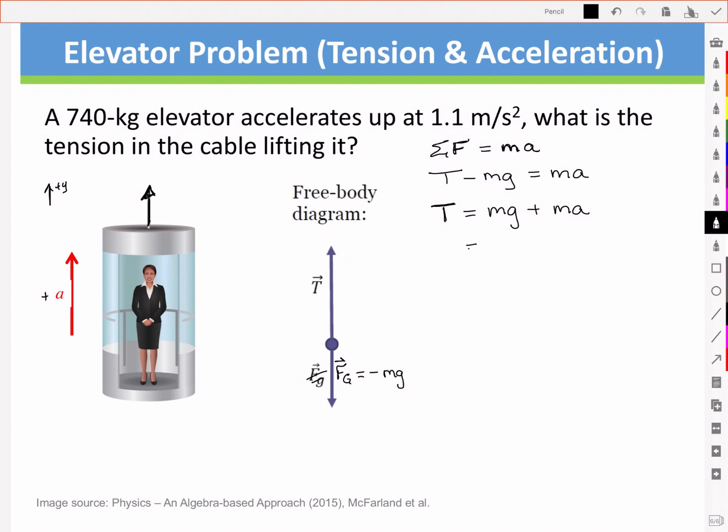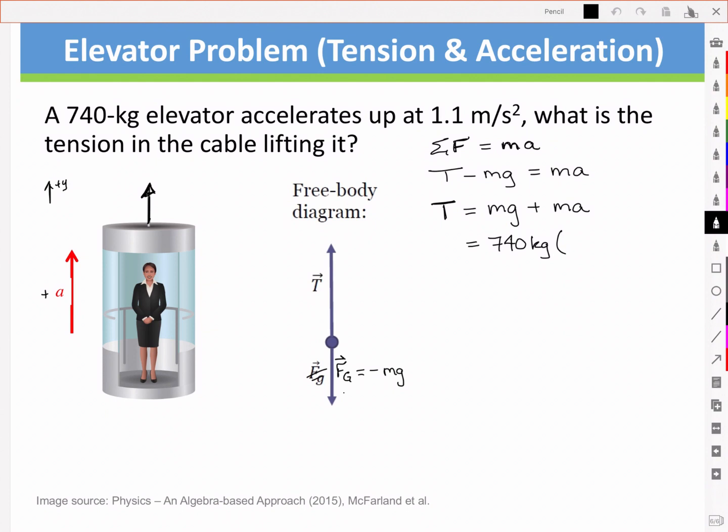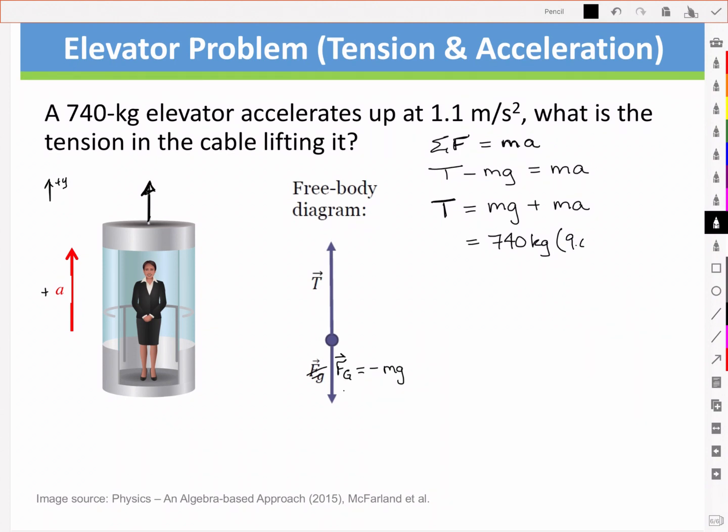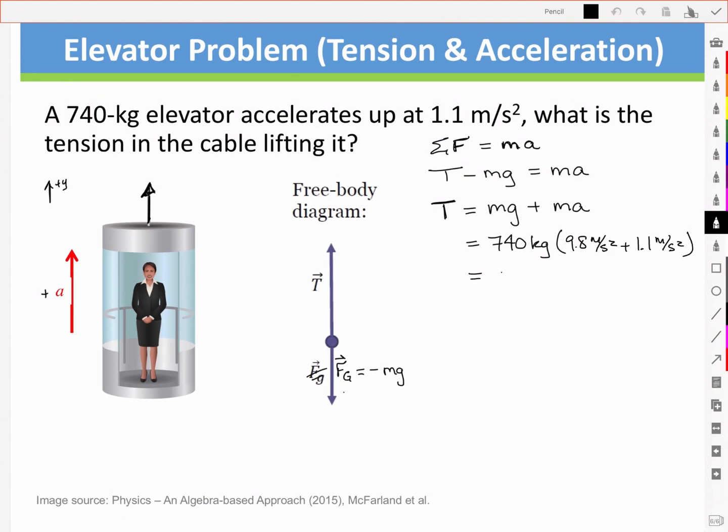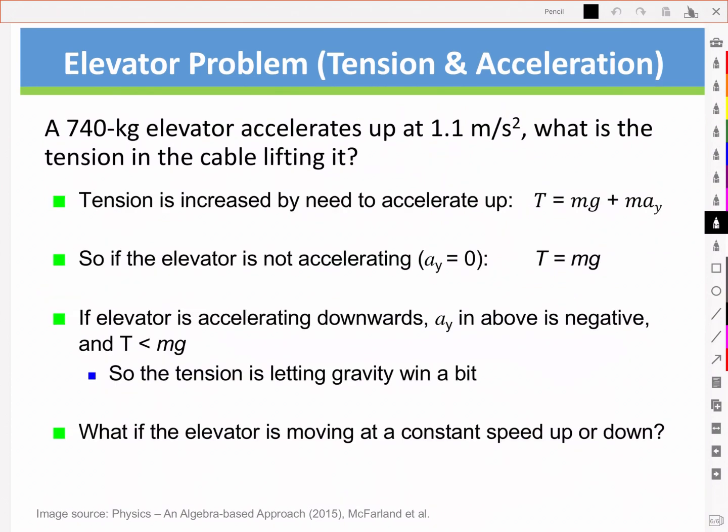And so it's very simple then to substitute in those values. 740 kilogram mass times 9.8 meters per second squared plus the 1.1 meters per second squared in the upward direction. And so the tension now has 8,100 kilogram meters per second squared, or in other words, 8,100 newtons. So again, emphasizing that the tension is increased by that need to accelerate upward.